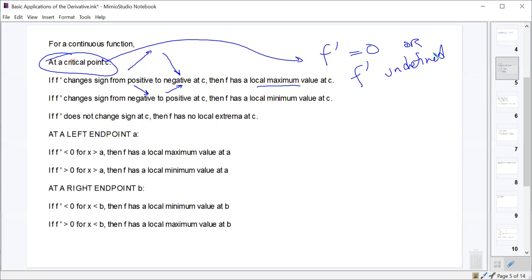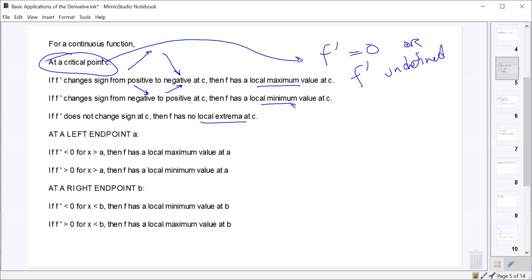And if at that critical point, we go from positive to negative, we get a max, negative to positive, we get a min. No sign change, no extrema. You always have to show that there is a sign change to indicate whether there's a max or a min. You can't just say that it's a max or a min without proving it in some way, usually with a sign chart.